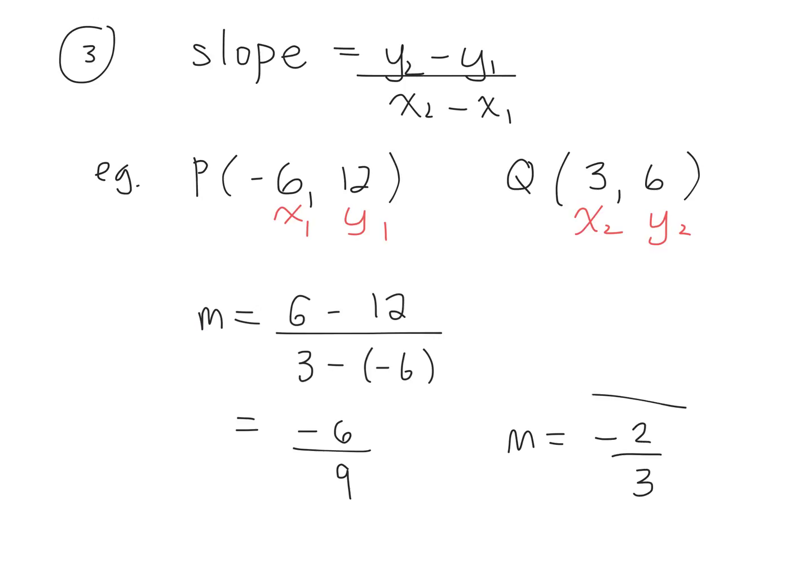What is the slope equal to in lowest terms? -2 over 3. If the slope is negative, which direction will the line go? Falling to the right. Okay?